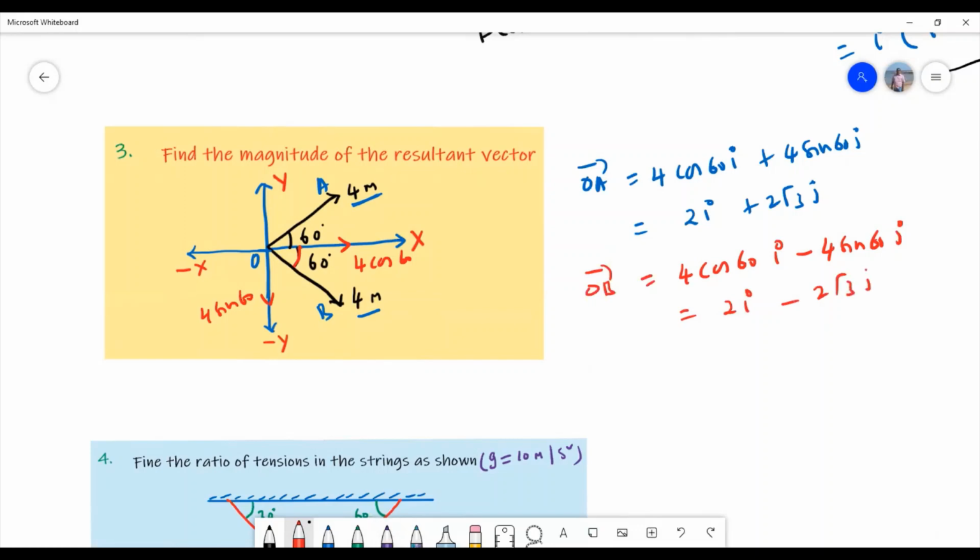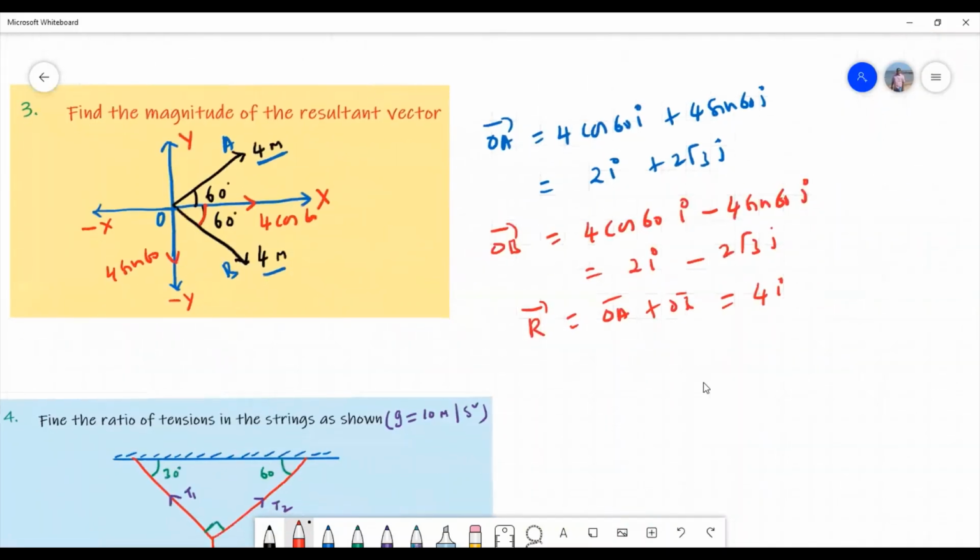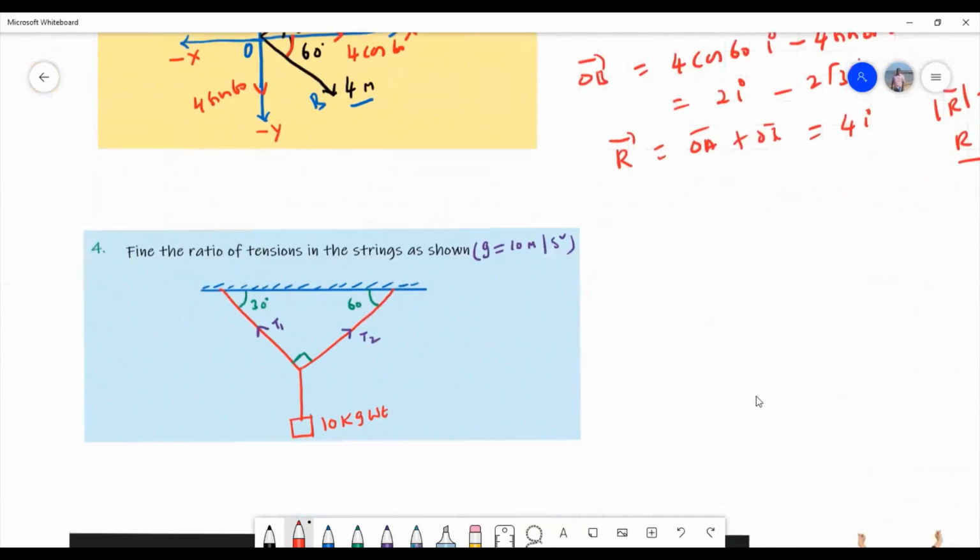Now what is the net vector, the resultant vector? This R bar is equal to OA bar plus OB bar. If I add these, the J components cancel and we simply get 4 I cap. Therefore the magnitude of the resultant is 4. So R is simply 4 meters. If you apply two forces like this, the answer is 4 meters.